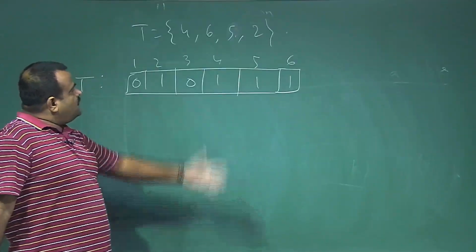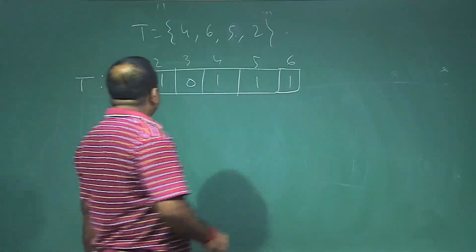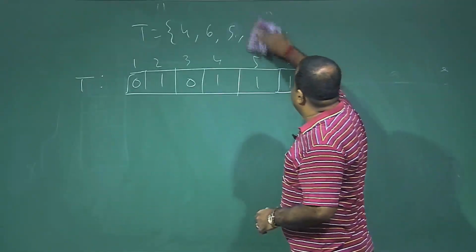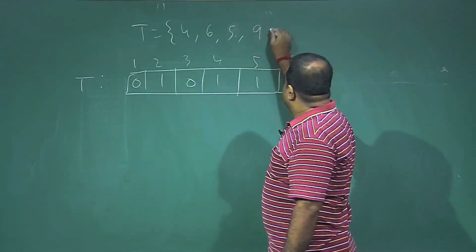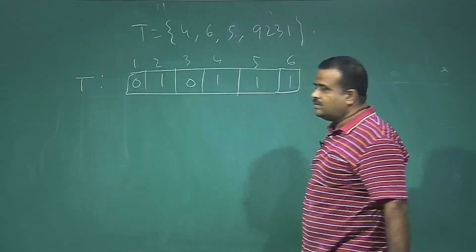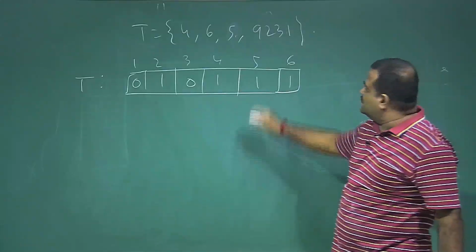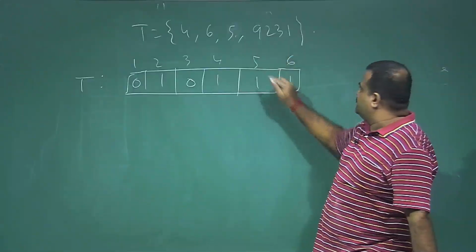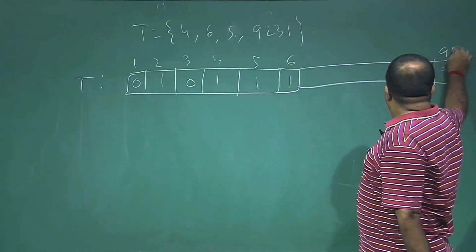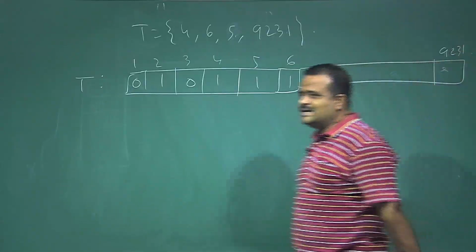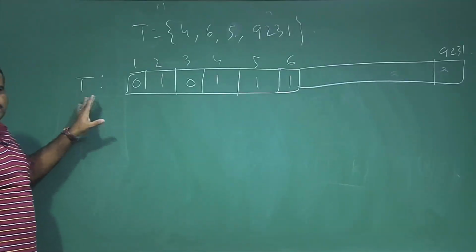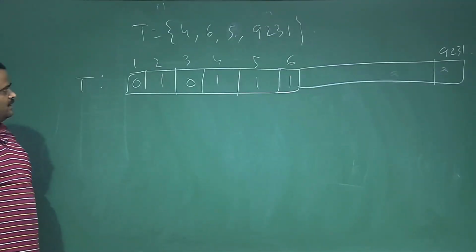But there is a problem with this. If we have a key whose value is bigger, suppose instead of 2 we have a record whose key value is this big. Our number of records is small, but the key value of a particular record is big. In that case, we need to maintain an array of this much size, which is an unnecessary use of memory. That is the drawback of this simple array representation.